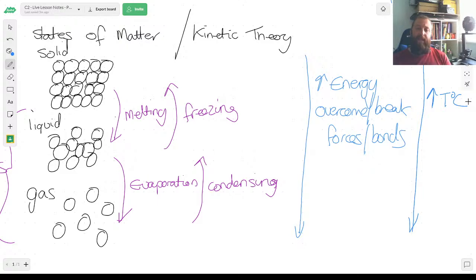So that's the states of matter and the kinetic theory. We will be coming back to this in physics, because it's quite a big area of physics, though quite a small part of chemistry, but it's worth noting.